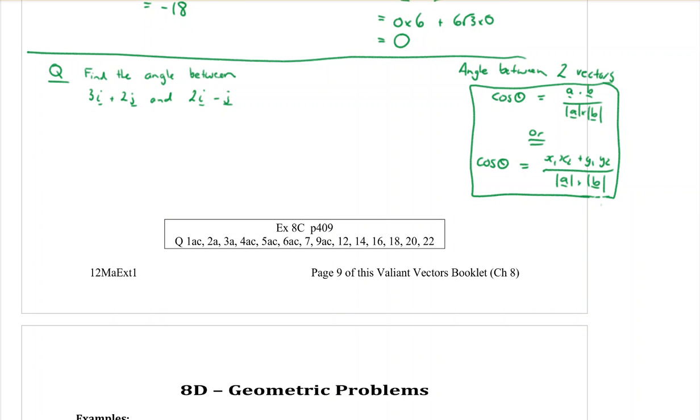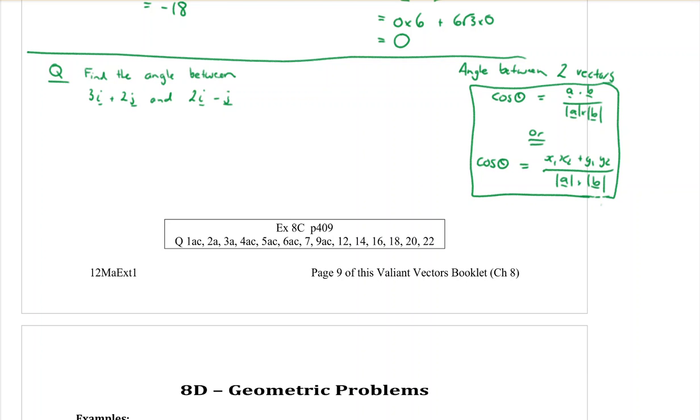All right, I have added one more question here because I thought this was important. We haven't done any questions where we actually had to find the angle, and you will need to be able to do that. So here is a random question for you. If you want to find the angle between two vectors, I've got 3i plus 2j as my first vector, and 2i minus j as my second vector.